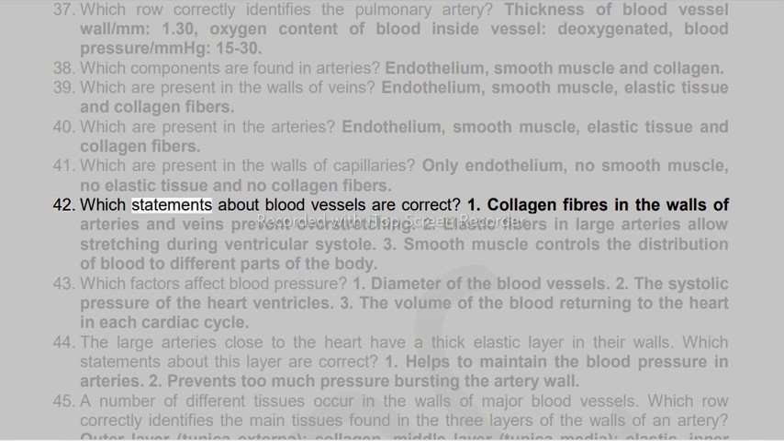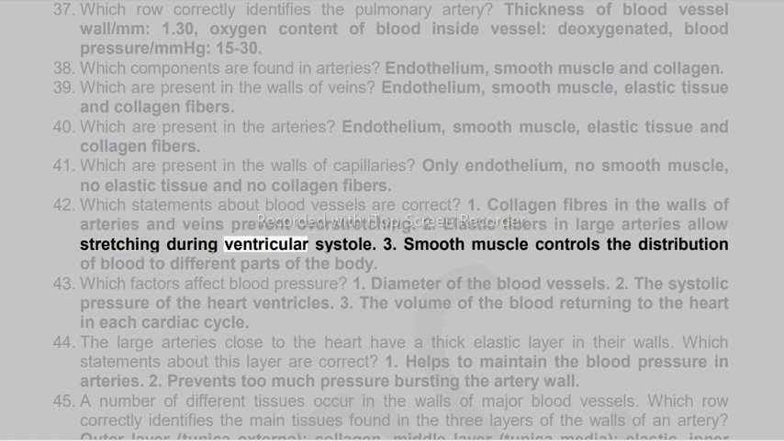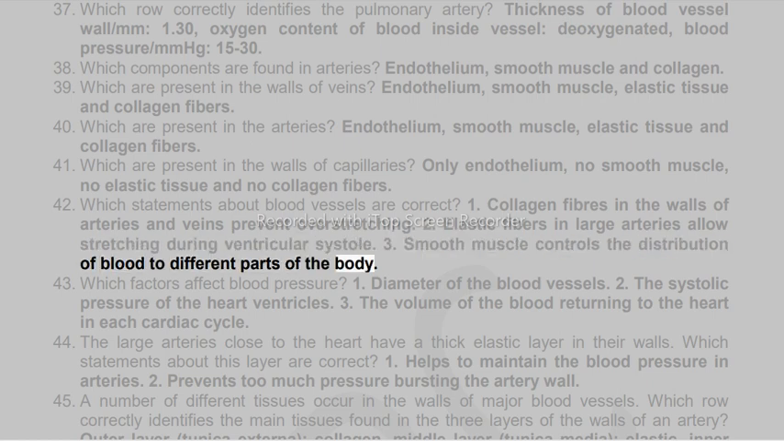42. Which statements about blood vessels are correct? 1. Collagen fibers in the walls of arteries and veins prevent overstretching. 2. Elastic fibers in large arteries allow stretching during ventricular systole. 3. Smooth muscle controls the distribution of blood to different parts of the body.